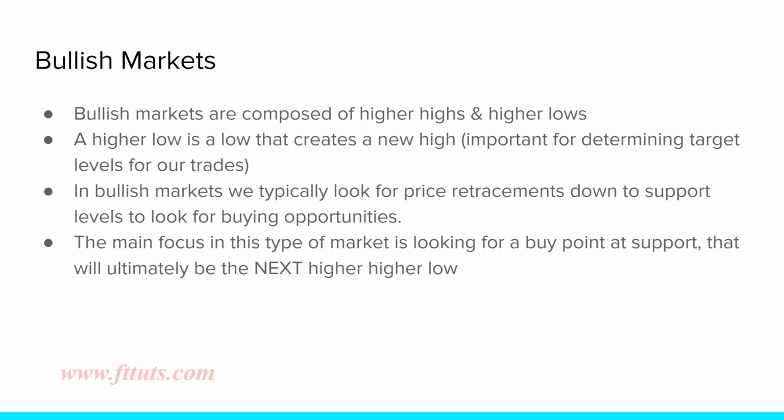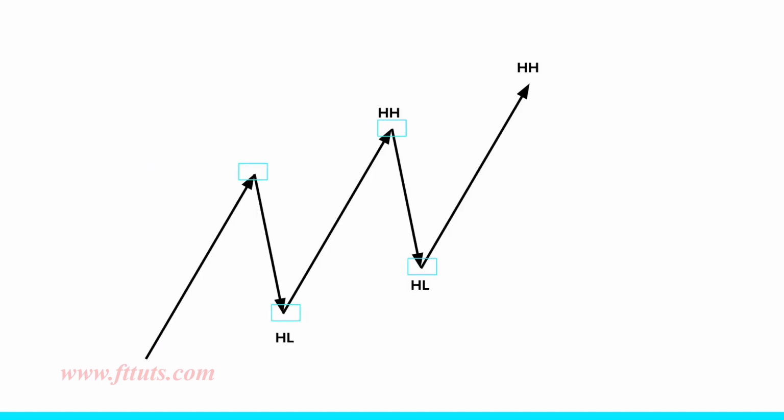And obviously I'm going to show you guys illustrations of this in the next few slides. In bullish markets, we typically look for price retracements down to support levels to look for buying opportunities. The main focus in this type of market is looking for a buy point at support that will ultimately be the next higher high. So here's a good illustration of this.